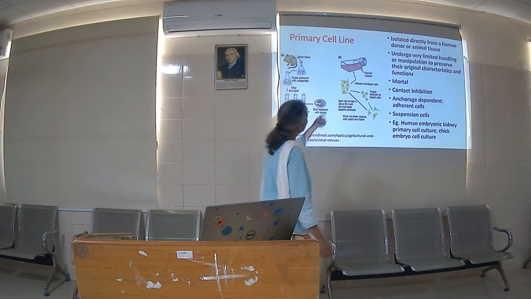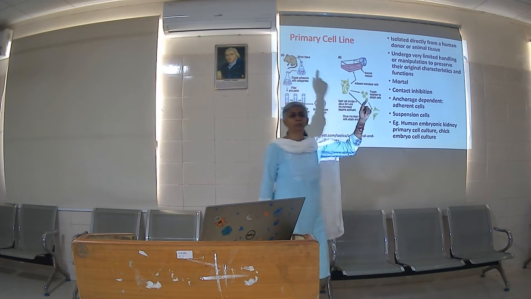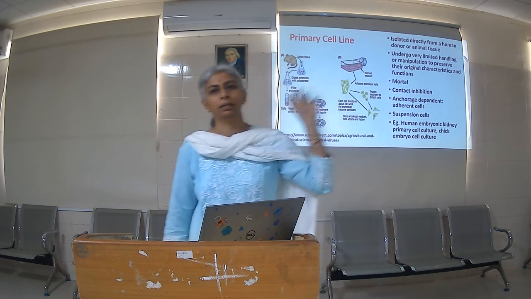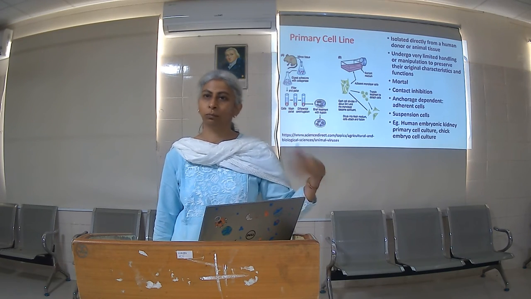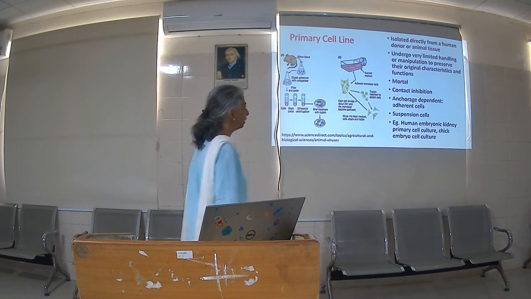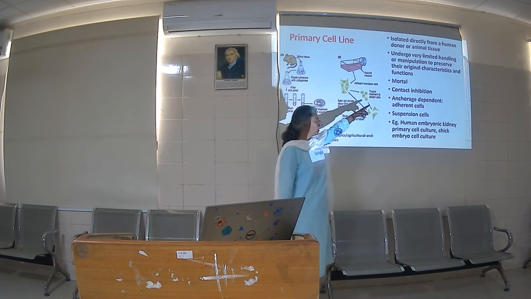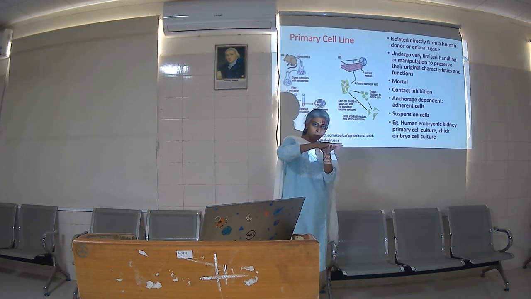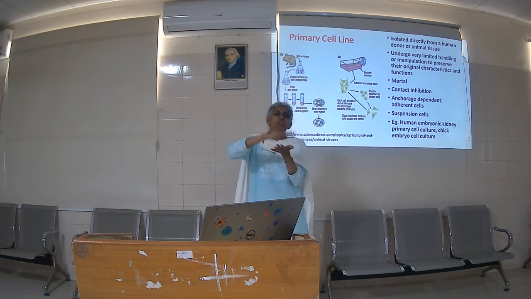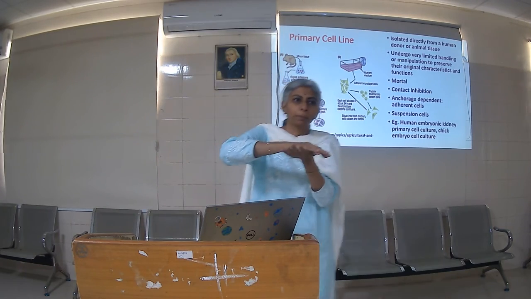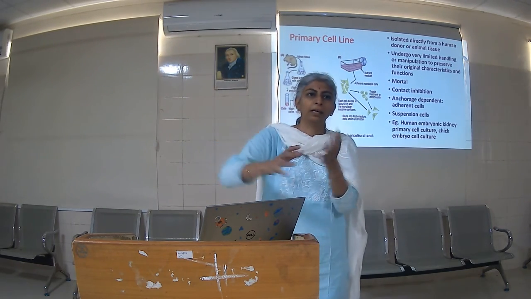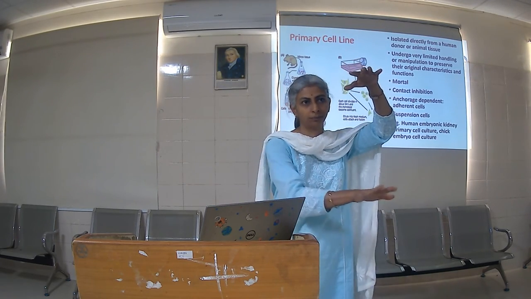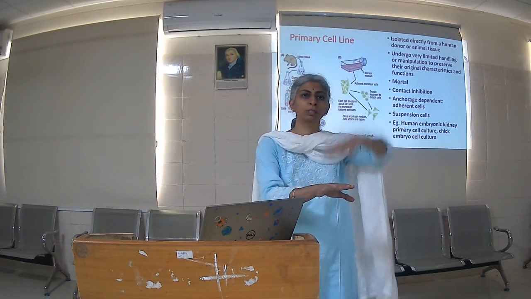So I told you, these cells, however many times you passage them, they will eventually die. The cells that eventually die are known as primary cell culture. So they are mortal. I told you they show contact inhibition. They are anchorage dependent, so they are adherent cells. Anchorage means the base I was explaining. Such cells need something, and if you do not give it, they will not grow: anchorage dependent cells. If you put them in a big bottle, they will grow at the bottom, but not as well, because they will not get oxygen.